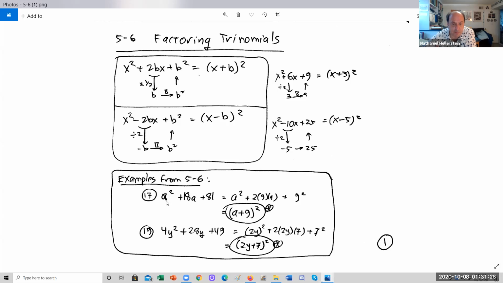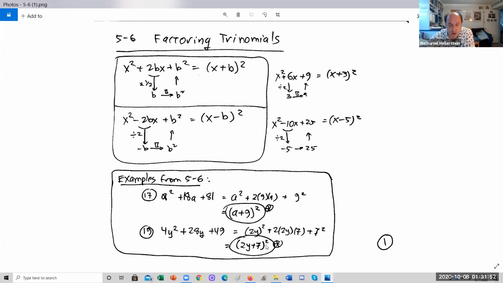So, for example, a squared plus 18a plus 81. What's that? Well, you can think of this as 18 is twice 9 times a, and 81 is 9 squared. So it's a squared plus twice 9 times a plus 9 squared. And that's going to be a plus 9, all squared.